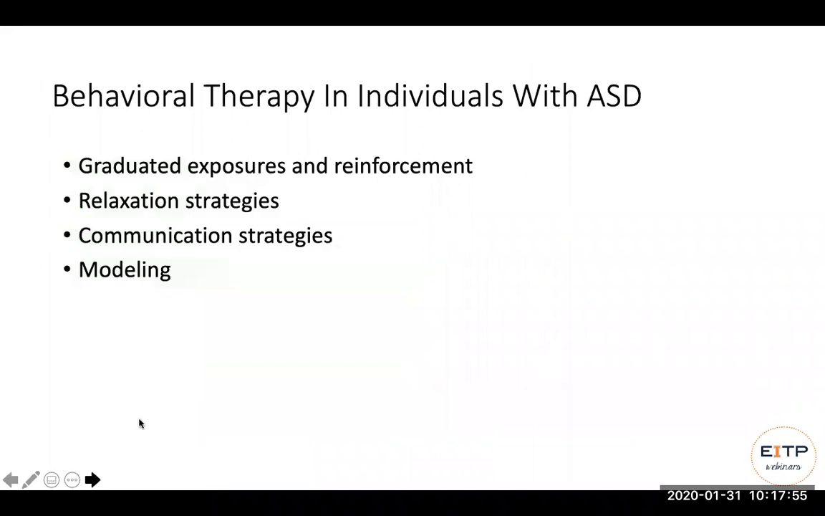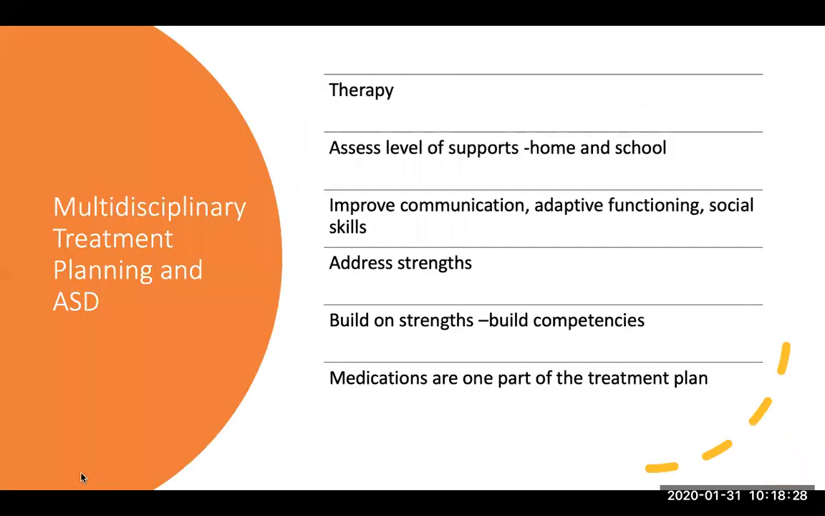For people who don't have access to these therapies, or have no resources, or don't have the ability to take advantage of cognitive behavioral therapy, you can try just behavioral interventions that provide graduated exposures and reinforcement, teaching relaxation strategies, boosting communication strategies, and doing modeling in these situations.